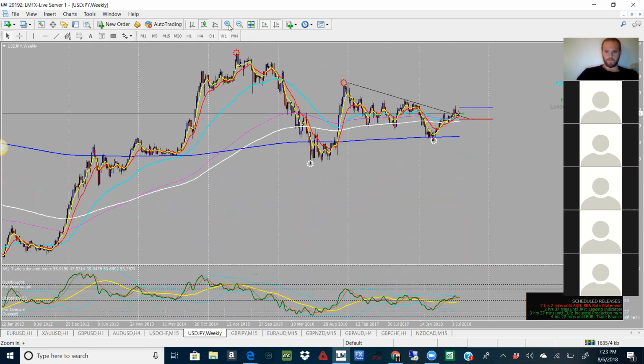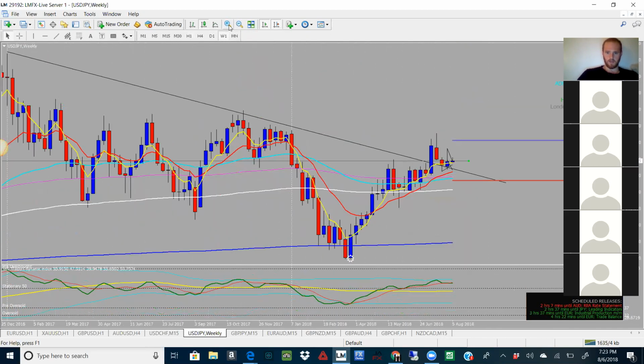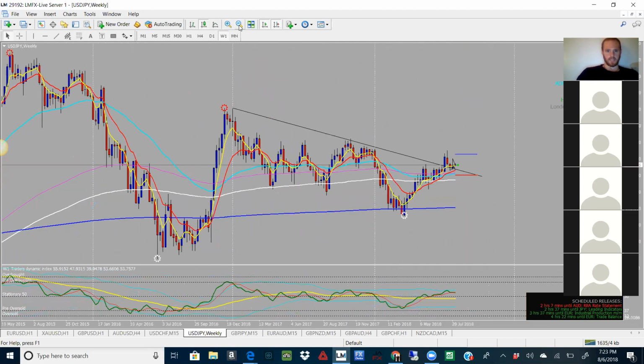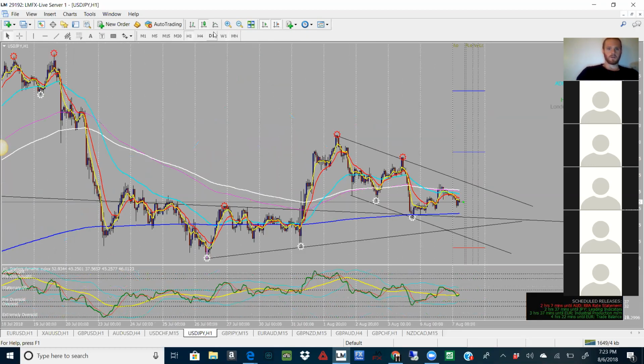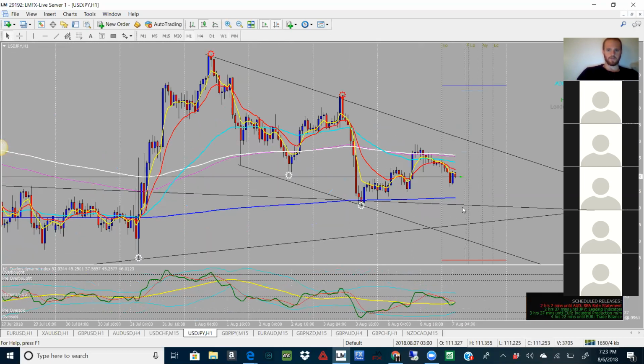See this weekly? This thing is due for a pullback, guys, or a shot up. That's what I predicted earlier in the last month too. So looking for long-term buys, short-term possibly looking for that retest of these trend lines. All right, GJ.